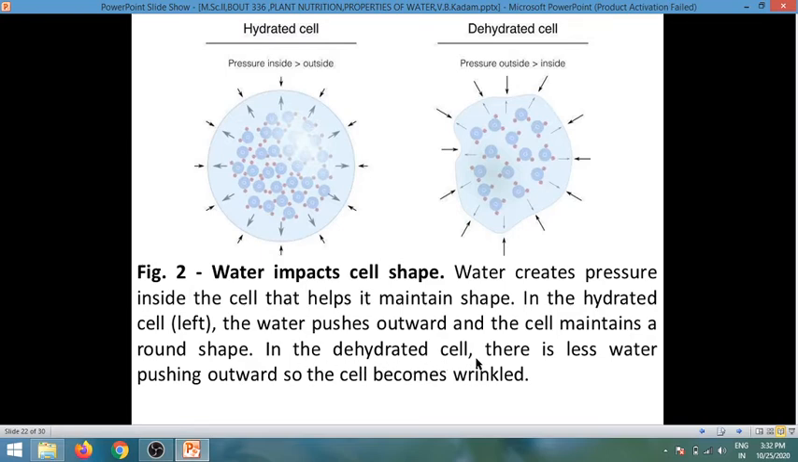In the dehydrated cell, there is less water pushing outward, so the cell becomes wrinkled. There is less water content in the cell, so the inner water pressure is very low. The water is not pushing the cell towards the outside, so the cell is not maintaining the rounded or circular shape.